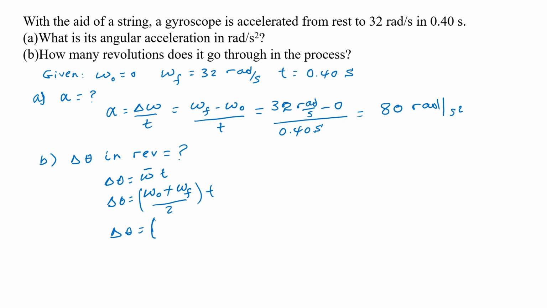All right, and that's equal to omega naught is 0. Omega f is 32 radian per second. Divide that by 2, multiplied by the time, which is given to be 0.4 seconds. And that yields 6.4 radians.